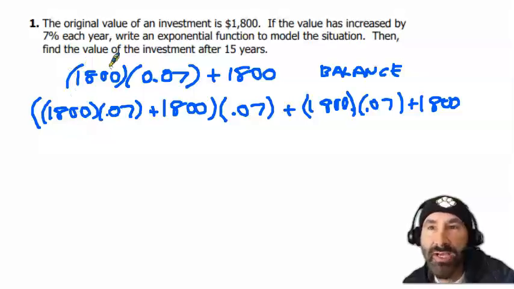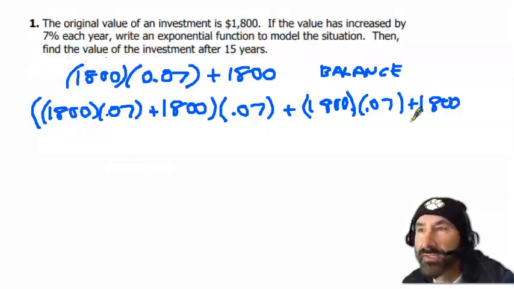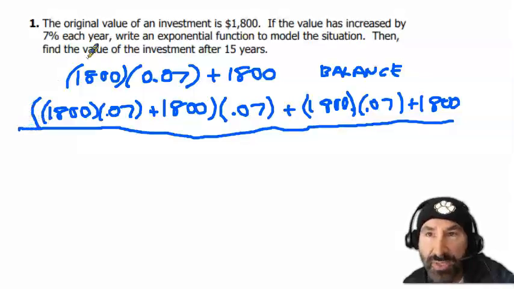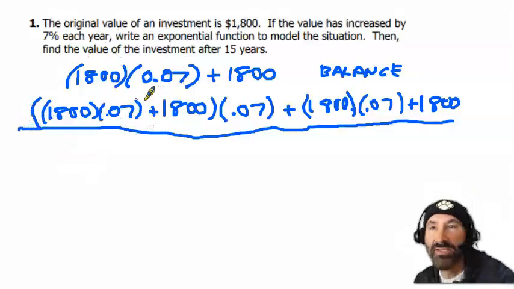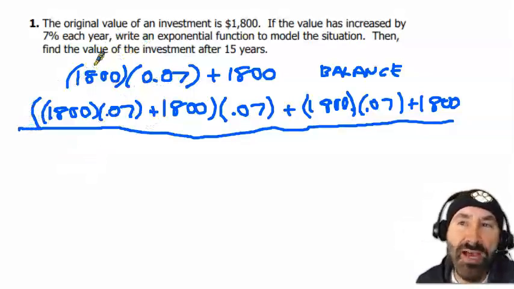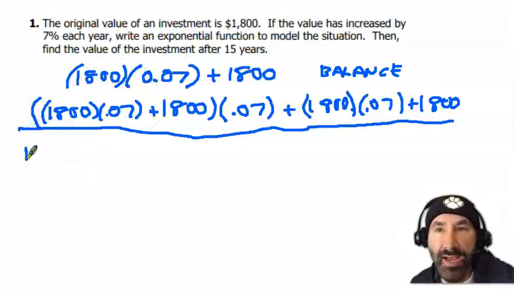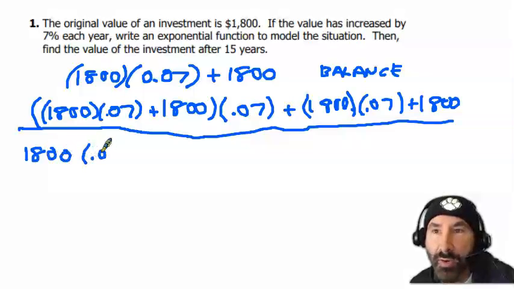So what I'm going to do is go back to this original equation here. And let's see here. I'm going to go ahead and draw a line because what we're going to do next is kind of a repeat of what we previously did, not a continuation. I'm going to go ahead and factor out the GCF from these two terms. If I do that, I get 1800 times 0.07 plus 1.